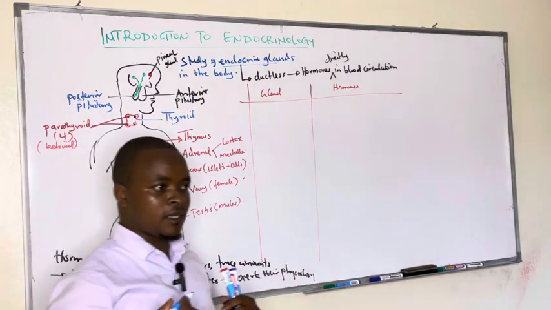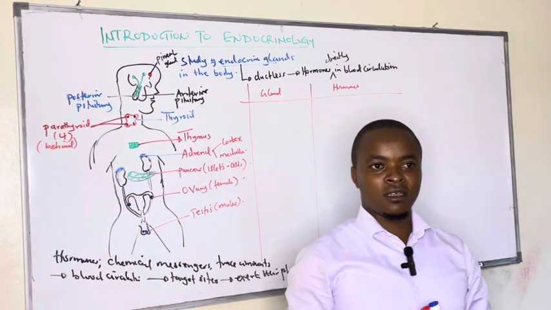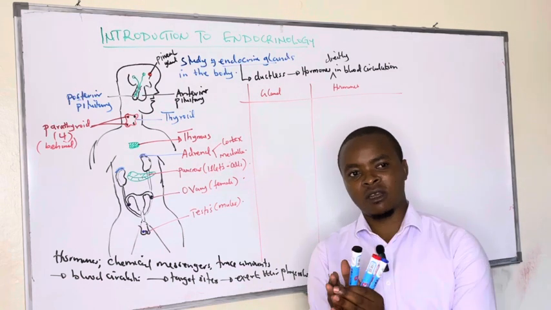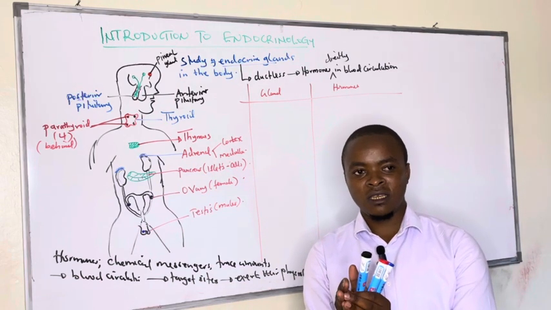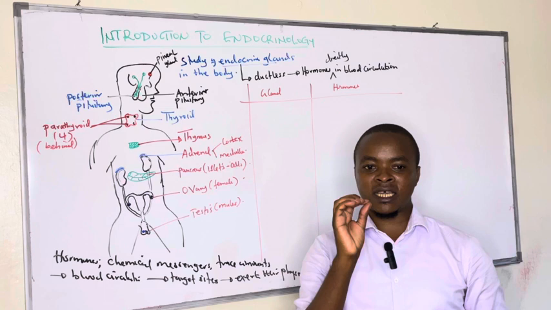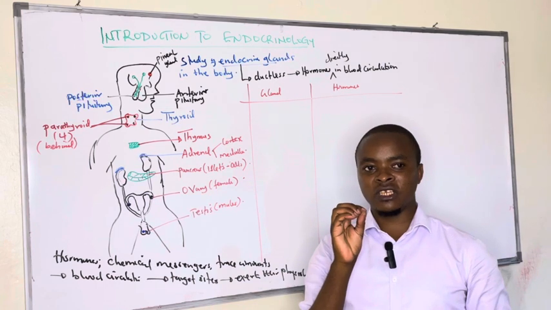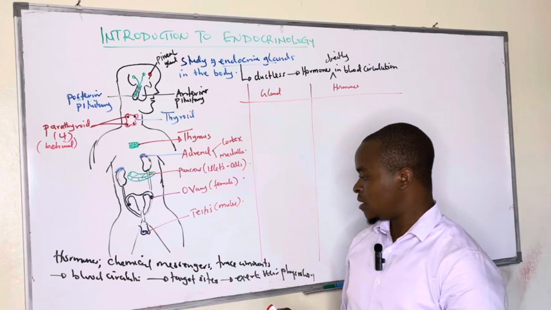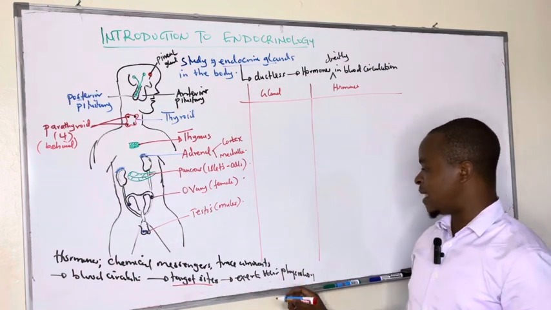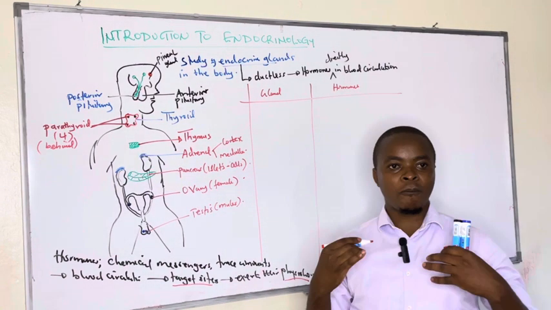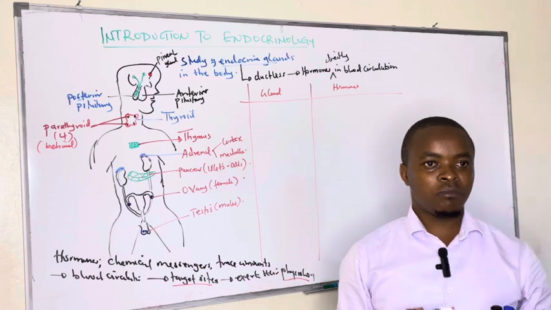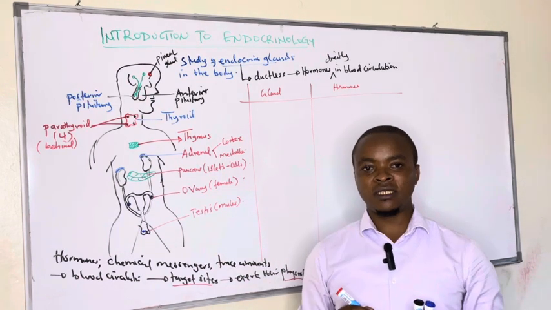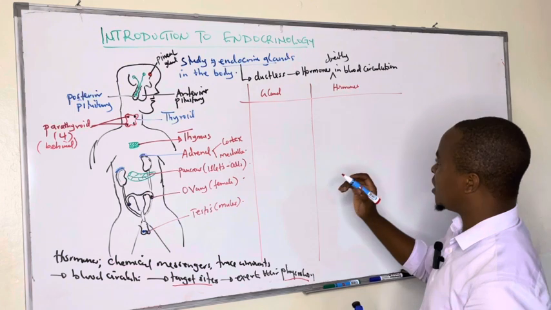So hormones are chemical messengers, and we are saying they are produced in trace amounts, not in high amounts, by the body glands. After being produced, they are released directly into blood circulation, transported by the blood to the target sites. When they reach their target site, they exert either a physiological or biochemical effect, bringing about a response. That is a hormone.